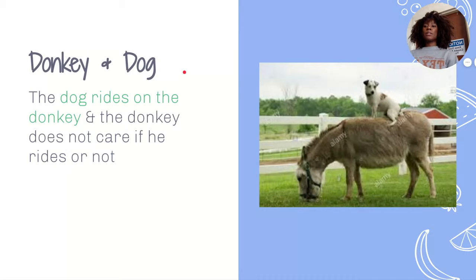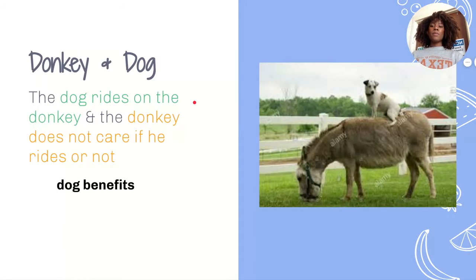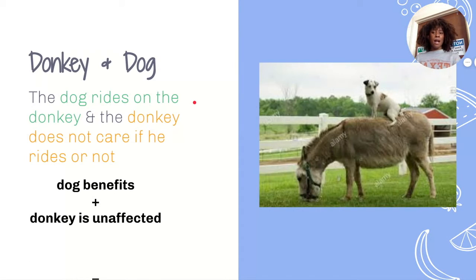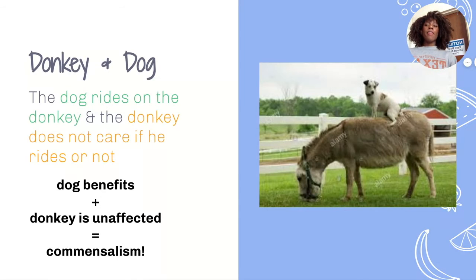First things first, you see the dog rides on the donkey. Would you say that is a benefit, a hurt, or a neutral situation? Okay, then it says the donkey does not care if the dog rides or not. So for the donkey, would you care or not? Okay, so the dog is being benefited because it's getting a free ride. The donkey does not care. It literally says it, the donkey's unaffected. So we have a plus and a slash. We have a benefit and an unaffected. That is commensalism.